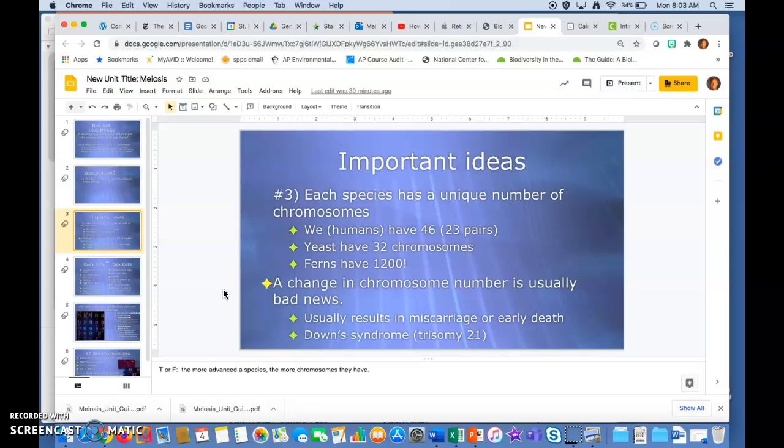Each species has a unique number of chromosomes in their nucleus. So, for example, us humans, we have 46 chromosomes in the nucleus of our body cells. We received 23 of those from our mother and 23 from our father. 23 plus 23 is 46.